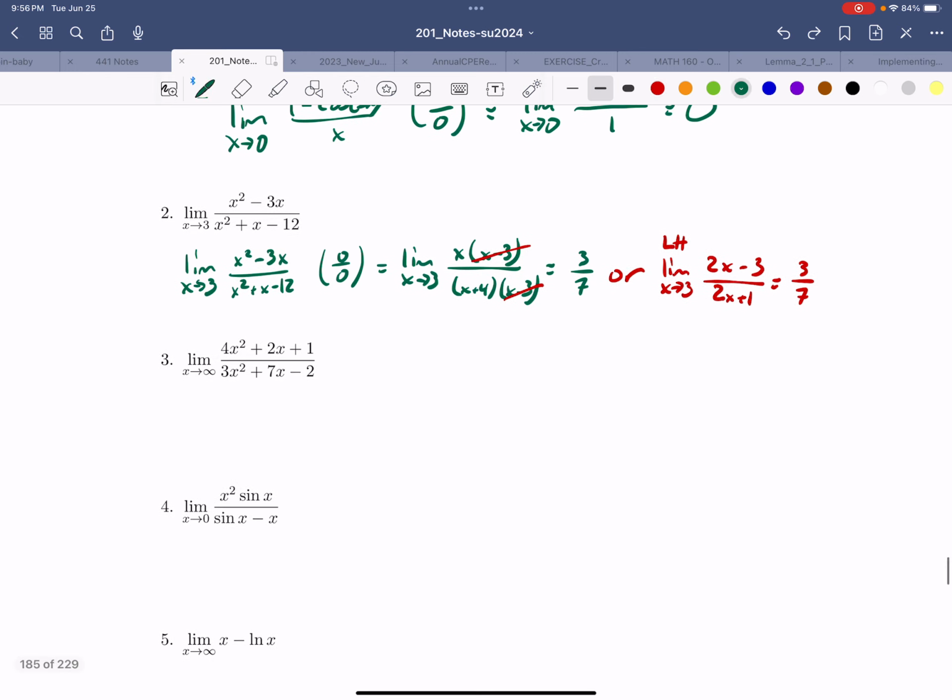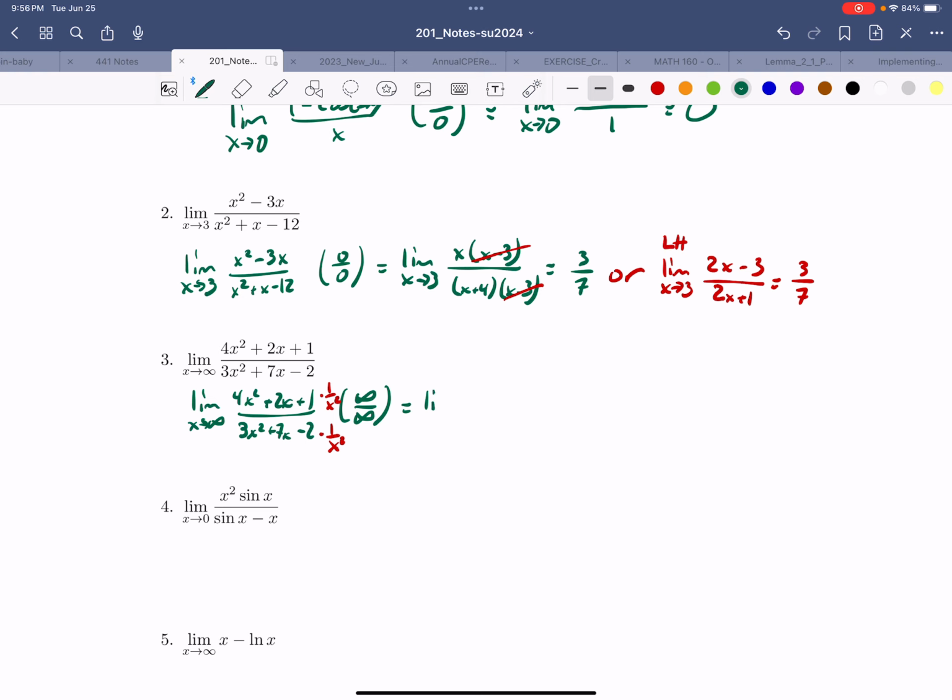Number 3, we have limit at infinity. Now again, looking at this, there are 2 ways to do it, right? There's the way that we learned, and there's L'Hopital's rule. Let's do them both. Now, I hope you see that we're getting infinity over infinity when we do this. Now, the way that we learned how to do this is you just multiply the top and the bottom, x squared, by 1 over x squared.